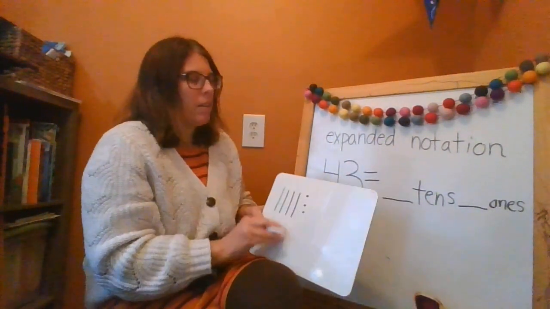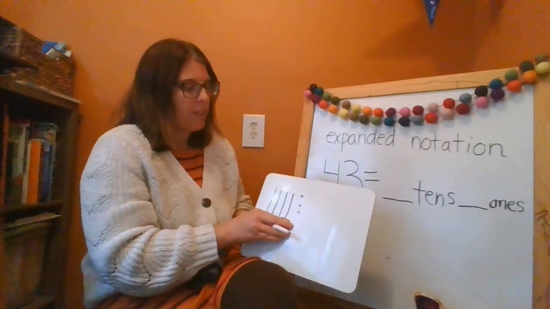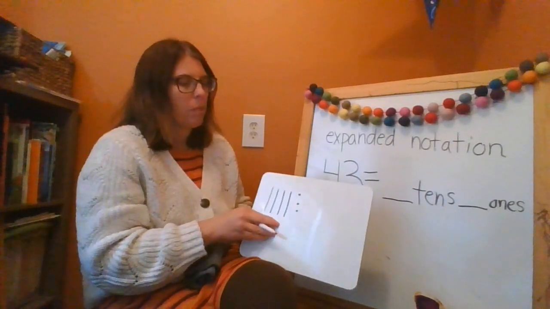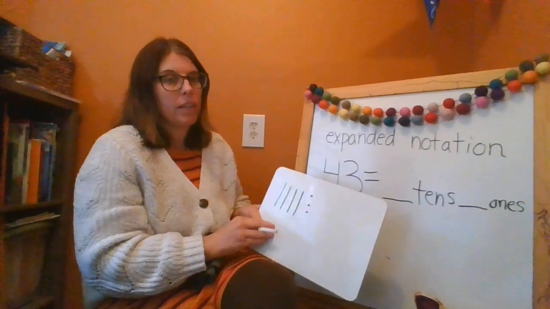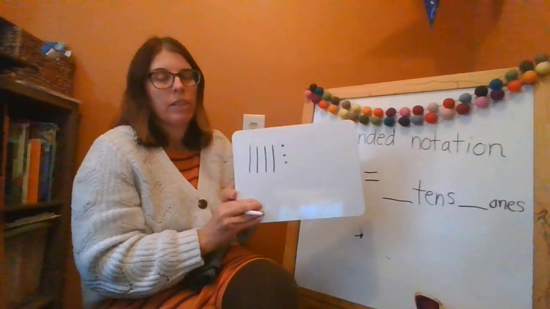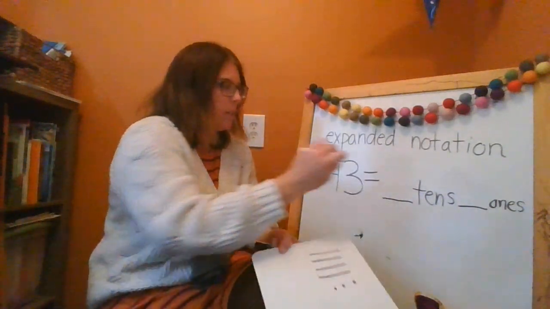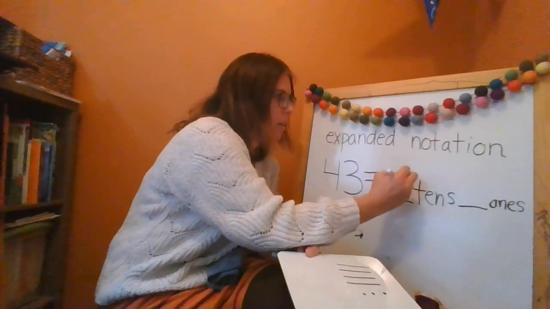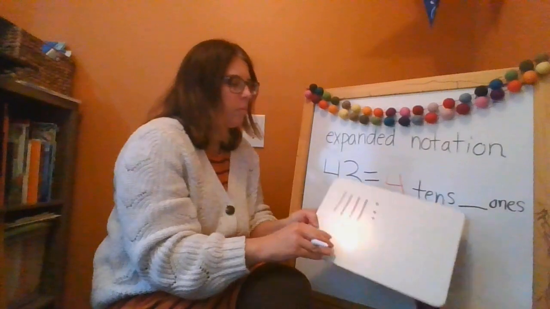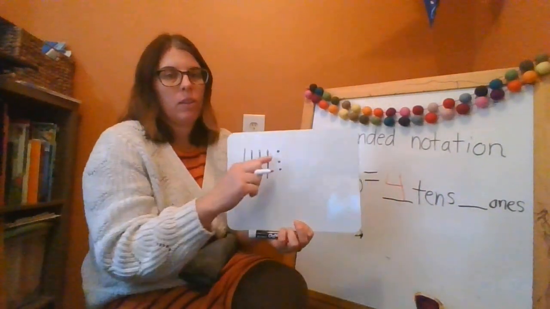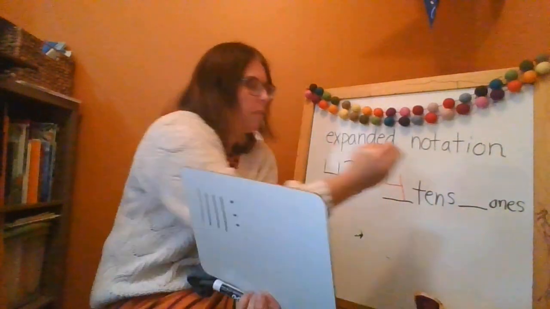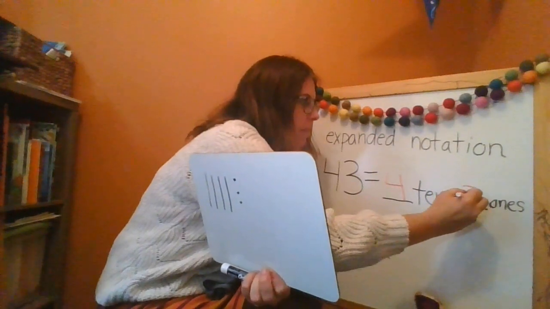Now we're going to record how many tens and how many ones are in this number. So not the value of the tens, okay? But how many tens blocks? How many tens blocks are in this number? 1, 2, 3, 4. So today we're doing this. 4 tens. How many ones? 1, 2, 3. 3.